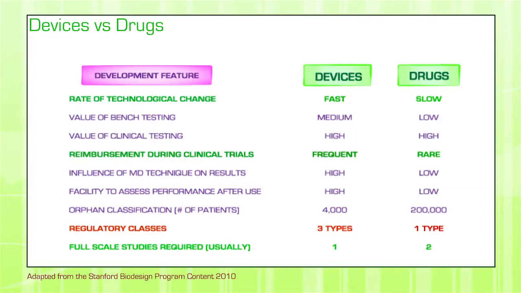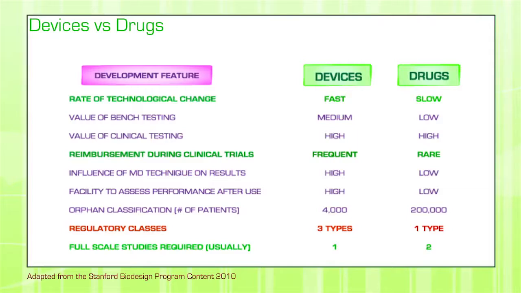Orphan classifications. Well, in the case of drugs, for a drug to be classified as an orphan drug, or as a drug for an orphan disease, it has to have at most 200,000 patients throughout the world. In terms of medical devices, for an orphan disease device to be classified in such a way, you require only 4,000 patients. In regulatory classes, well, there is only one regulatory class in drugs.